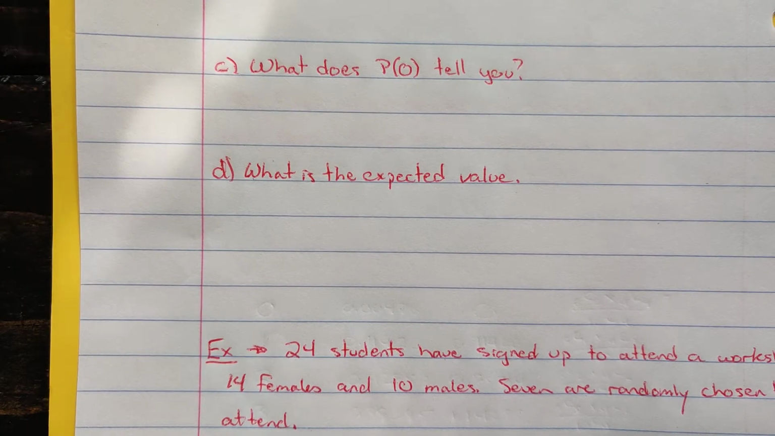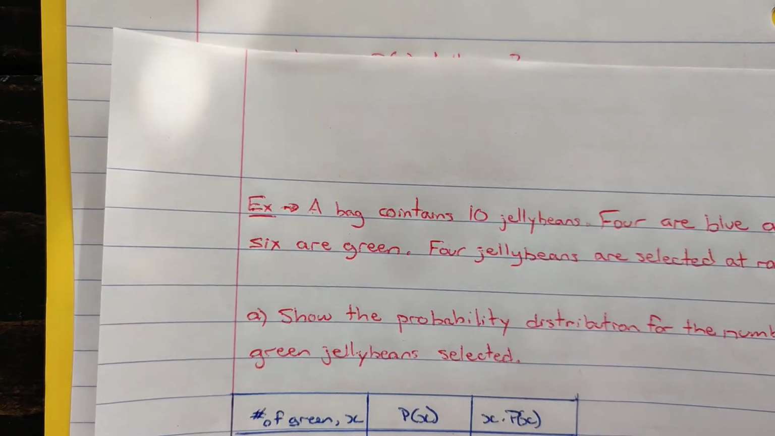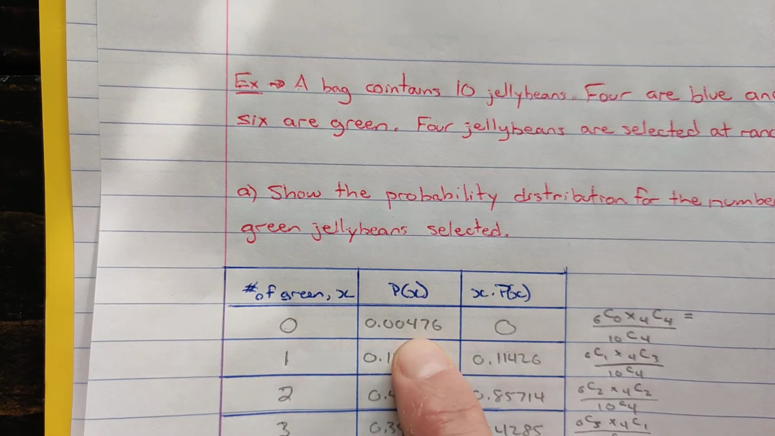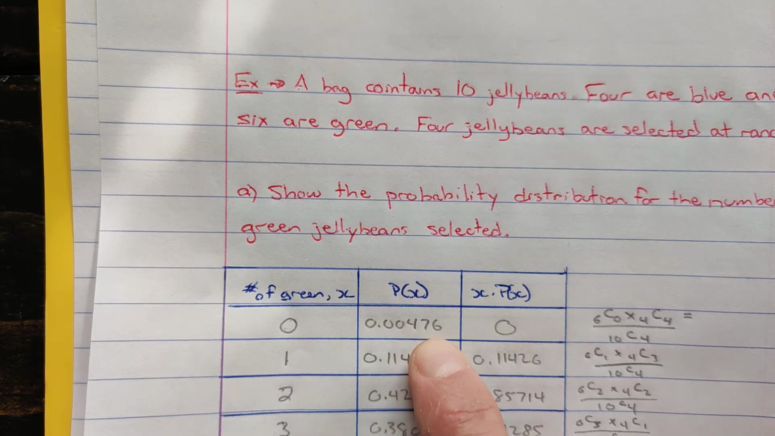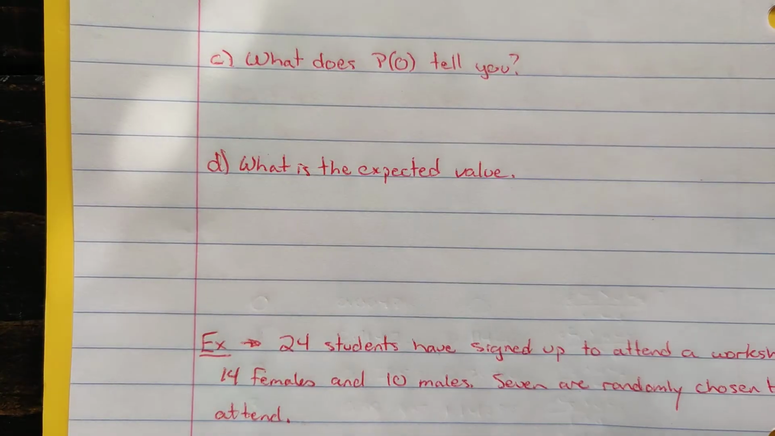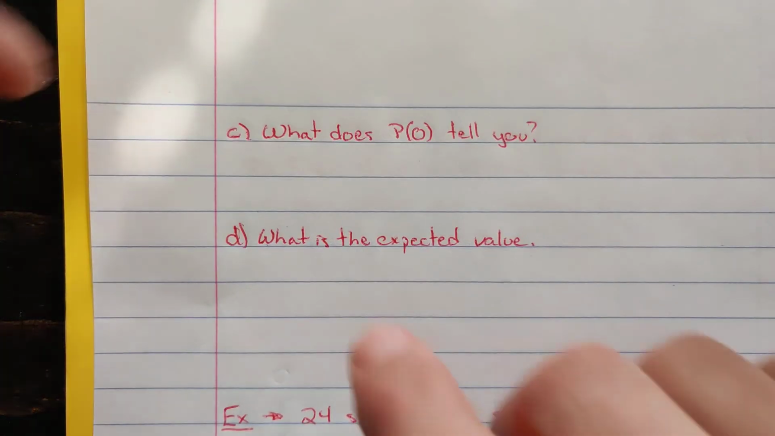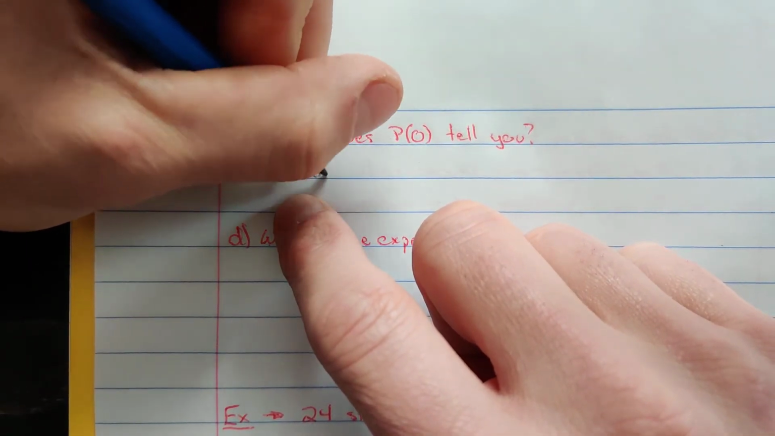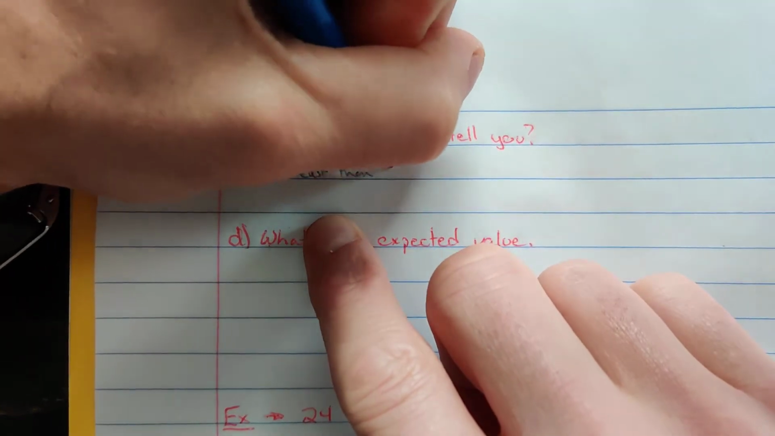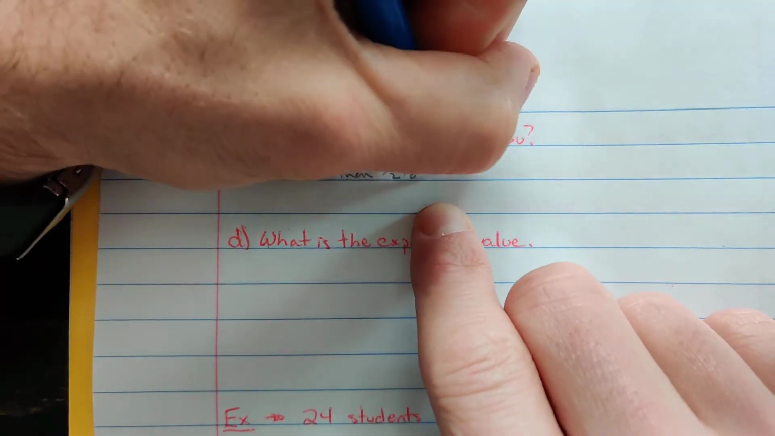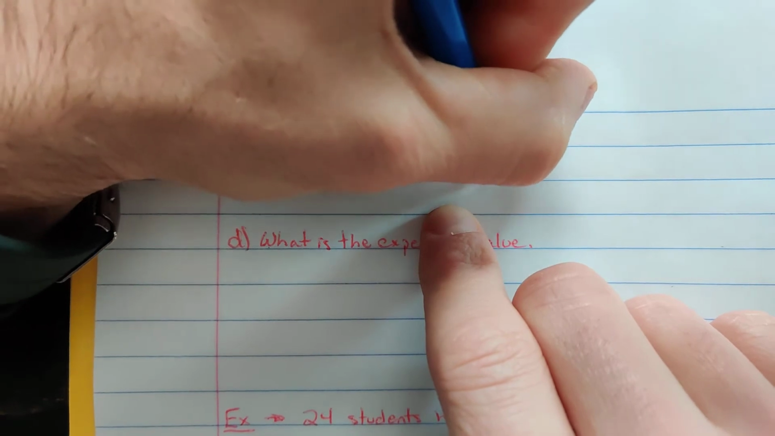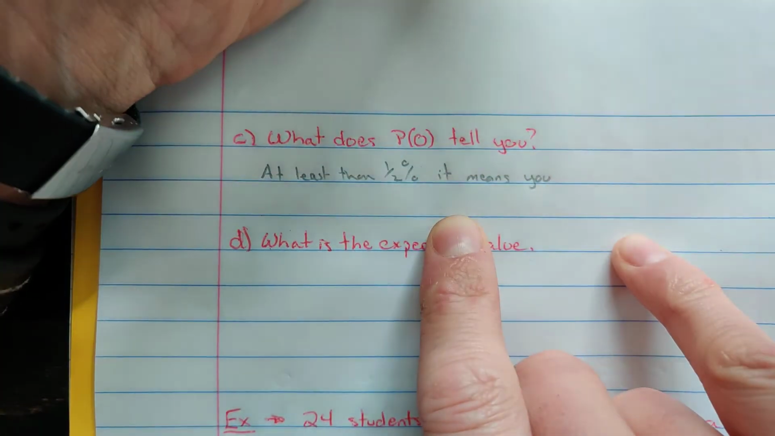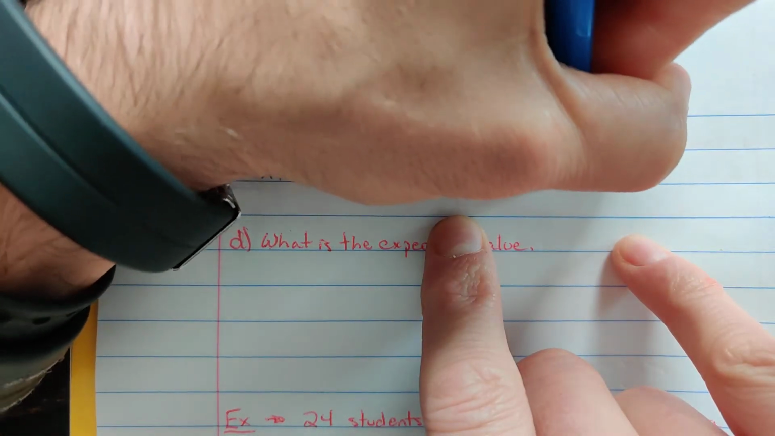Moving on. What does our P0 tell you is the next question. So if we look back at that, the probability of 0 is 0.00476, so less than 0.5%. What's it tell you? At less than 0.5%, it means you're unlikely to pick none. You're going to probably pick a green.